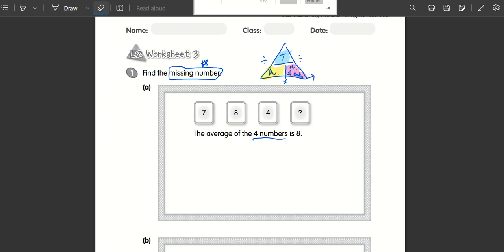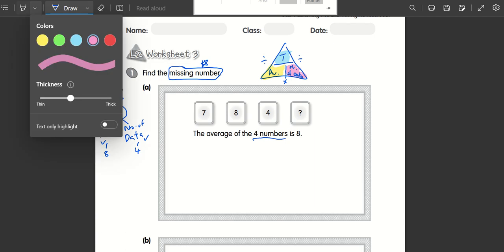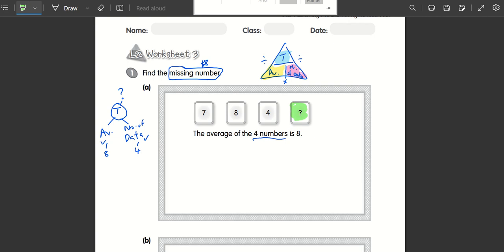For the next few questions, I'm going to write here as a number bond. I have total, average, and number of data. We can write it as a number bond. I think that's pretty helpful. In this case, average is given, the number of data is given. This is 8, this is 4, but the question is not asking you for the total. It's asking you for the missing card here. That's the one we are looking at.